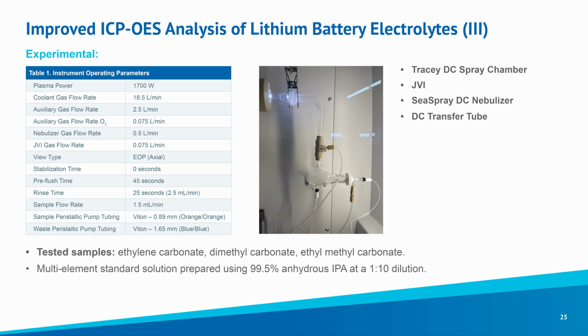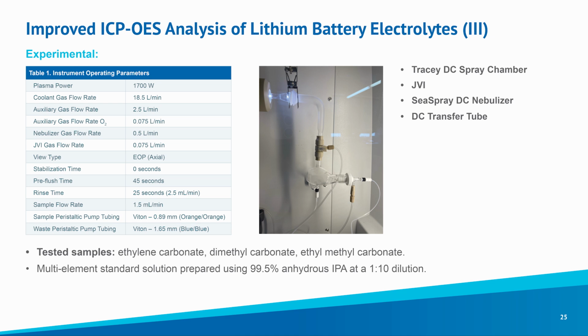In this case study, we focused on samples of ethylene carbonate, dimethyl carbonate, and ethyl methyl carbonate prepared using 99.5% anhydrous IPA. We use an ICP OES system with sealed optics, which can measure halogens like chlorine, bromine, and iodine down to 130 nanometers.